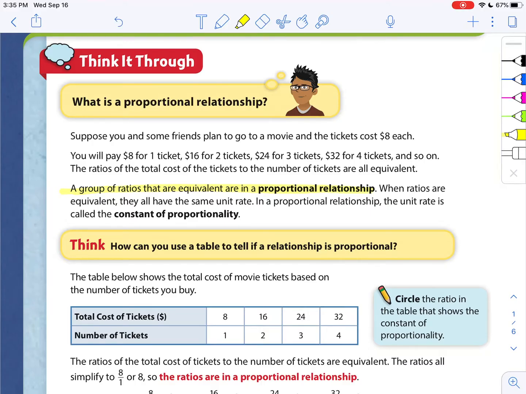When ratios are equivalent, they all have the same unit rate. In a proportional relationship, the unit rate is called the constant of proportionality.